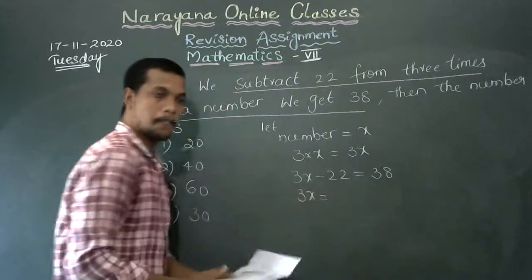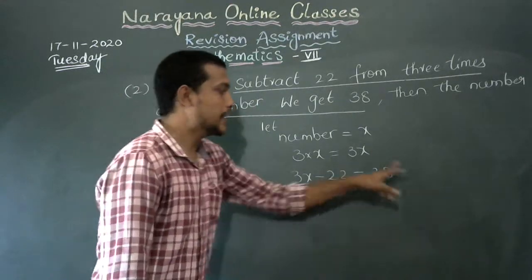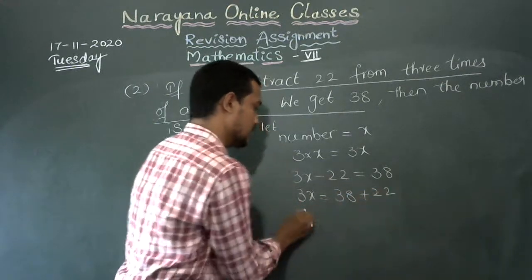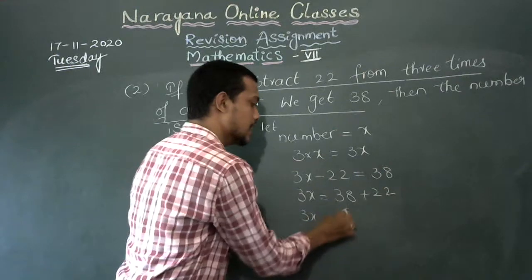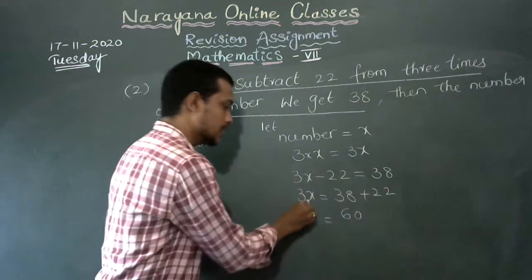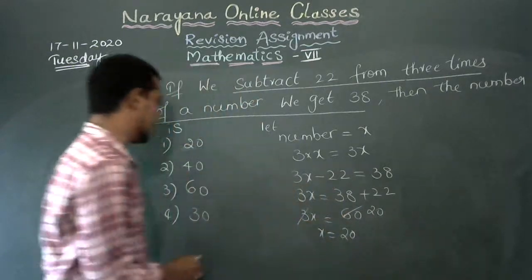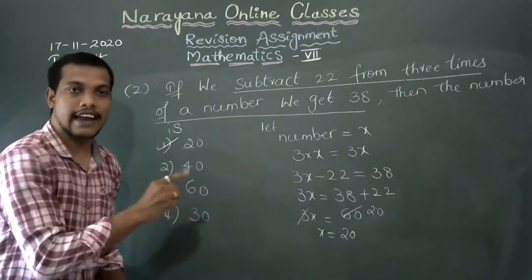3x, here minus 22. Bring to RHS side means plus 22. So 3x equal to 60. 3 ones are 3, 3 twenties are 60. So x equal to 20. So first option is the correct option.